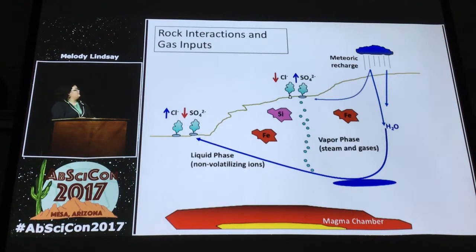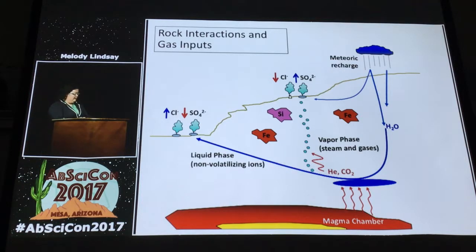First, I want to go through some detail on rock interactions as well as gas inputs to subsurface waters. In addition to sulfur dioxide, the magma chamber will also supply gases such as helium and carbon dioxide to the subsurface water, which will partition into the vapor phase with the steam and the gases. And this highly reactive vapor phase, because it is vapor as opposed to liquid, will be more reactive with the subsurface minerals, as indicated here, which are present in Yellowstone's crust.